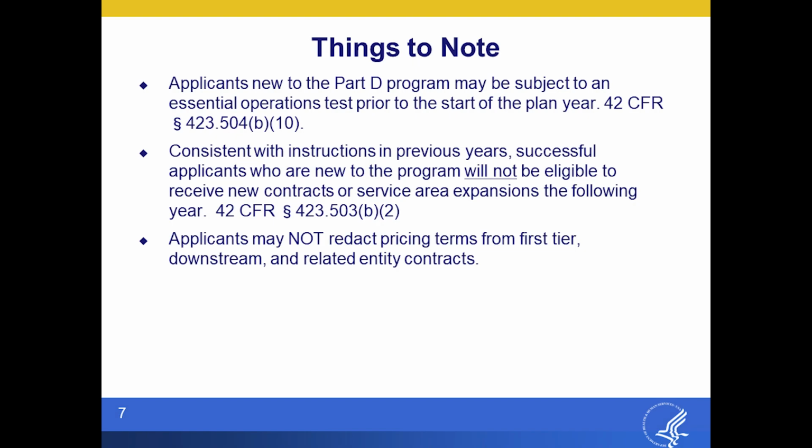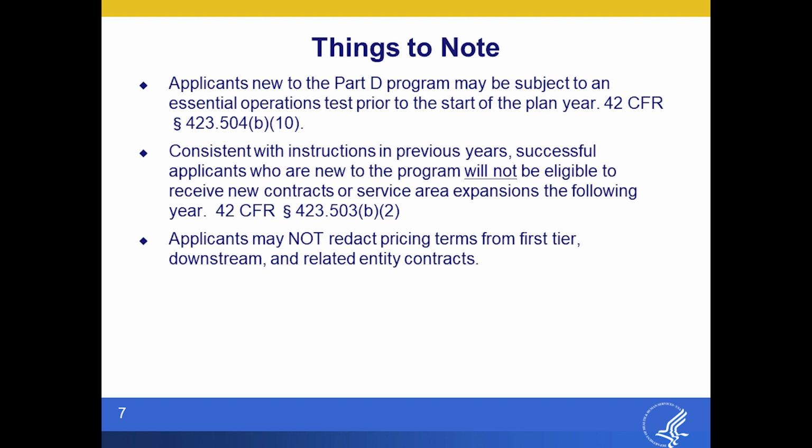Things to note are found on slides 7 and 8. Beginning with the 2022 applications, CMS will not allow applicants to redact pricing terms from their contracts. We must be able to see and retrieve the pricing terms your organizations have agreed to with your first tier, downstream, and related entities in order to determine whether you have a final and valid contract.